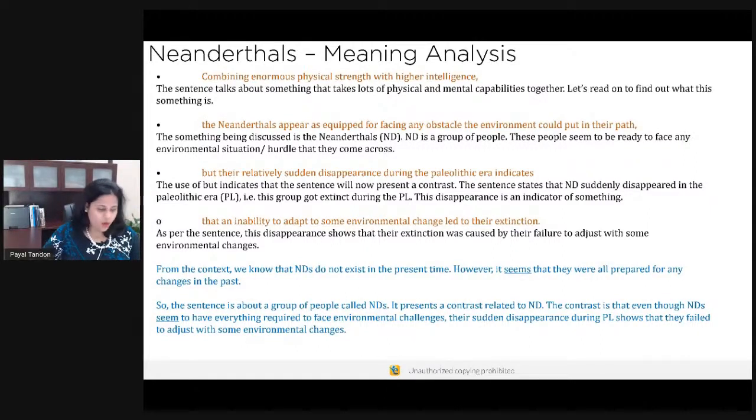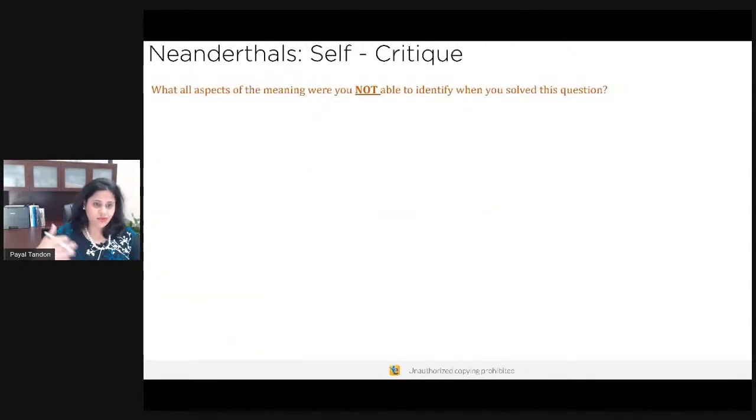Pretty clear. Okay. Now, this is the analysis that I want you to do. This is the thought process that I want you to follow every time you're reviewing a solution. I want you to take a look at these aspects of the meaning and tell me how many of you were not able to identify this aspect, or did not register this aspect of the meaning when you solved the question on your own, not after having read the meaning analysis. Now that you understand what the sentence is saying, I want you to go back into the analysis that you had done and tell me how many of you were not able to identify this aspect.